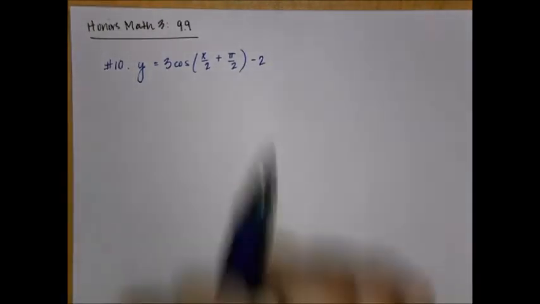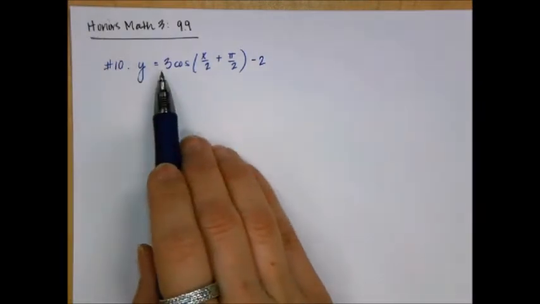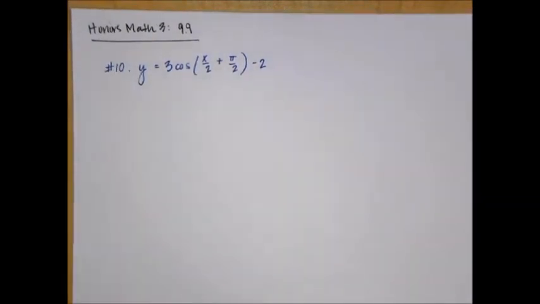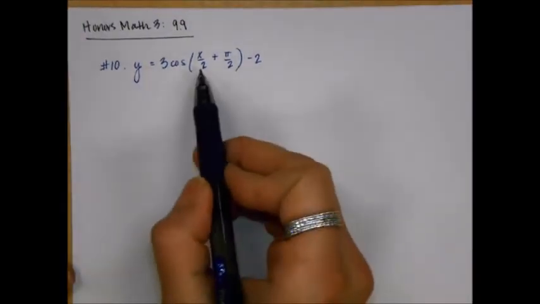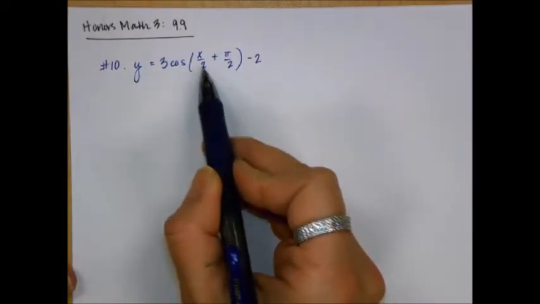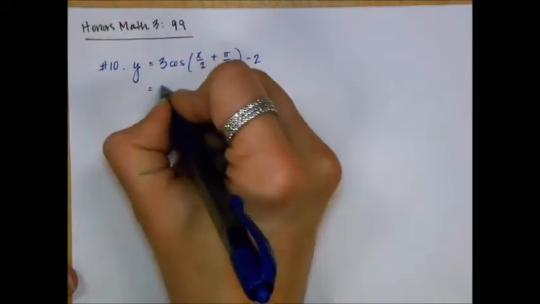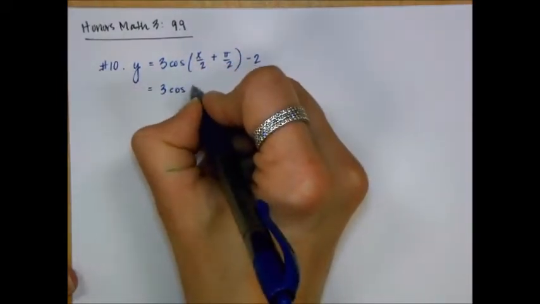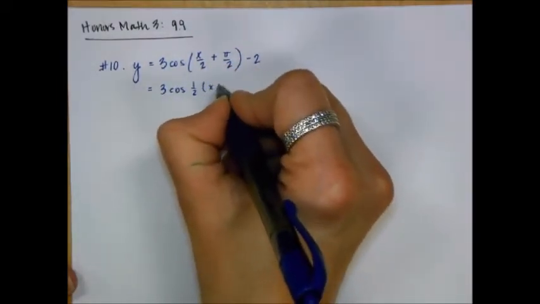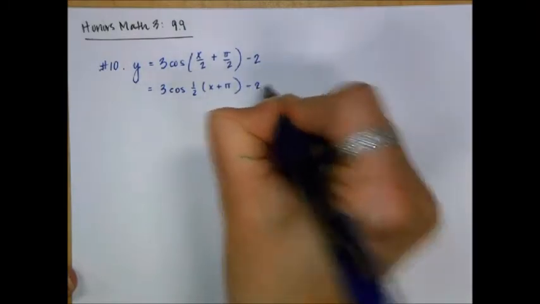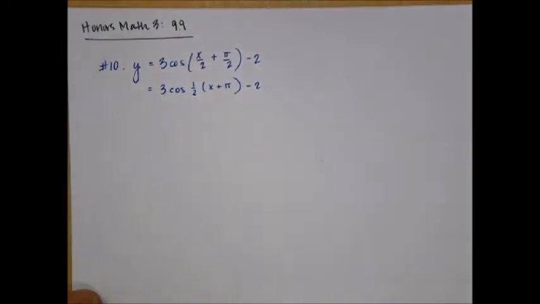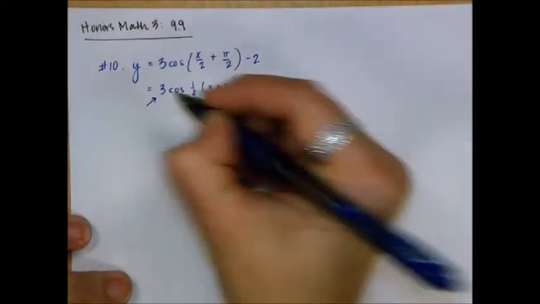So what I'd like to do is factor out that 1/2 value. That's my B value here, the coefficient of x. So we'll start 3 cosine 1/2 of x plus pi, minus 2. That allows me to see A, the amplitude, B, which affects the period, C and D, the translations.